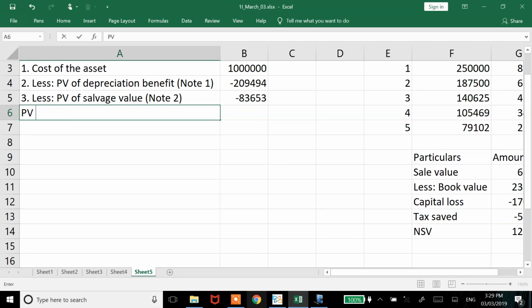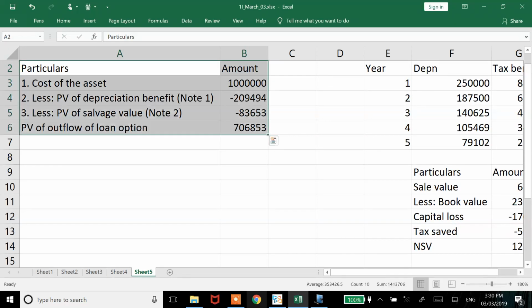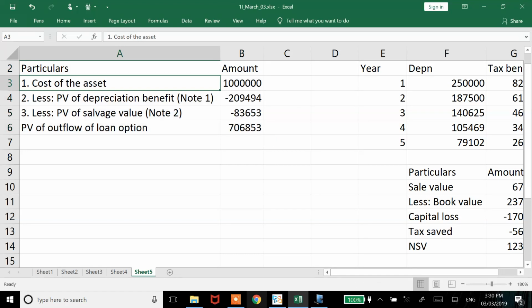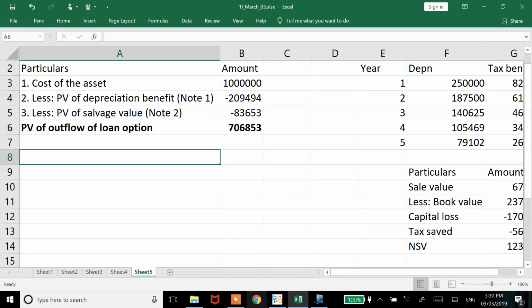$83,653 is the present value of the outflow of the loan option. $706,853 is the total outflow of the loan option. Any doubts on the loan option? Then lease is simpler. Lease option evaluation. The important part is the second part, which is the sensitivity analysis.